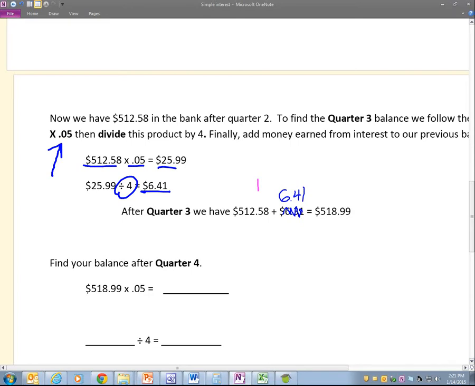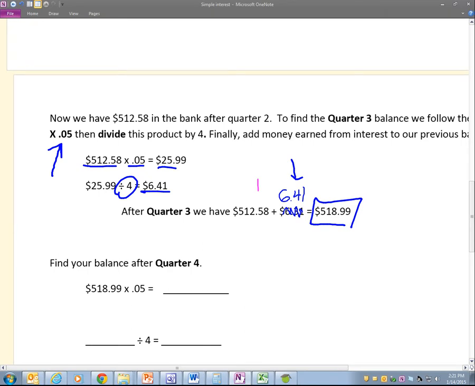So we have to take what we had before we earned the interest and add it to the interest that was earned. So we have $512.58 plus the interest that was earned this time, which is $6.41. Please make that correction as well. That was a typo. Which comes out to be $518.99.